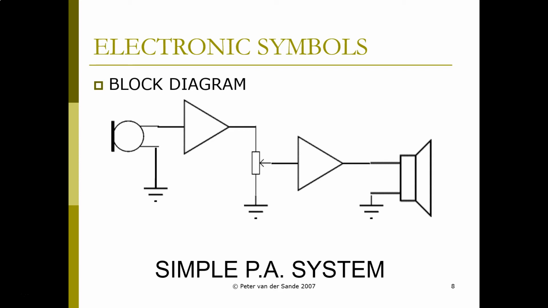And what you notice there is you have to complete the circuit by adding the ground symbols as well. So the microphone is connected to the ground, it passes through the amplifier, then it goes to the volume control, which varies the level from full volume at the top to being grounded at the bottom, which means no volume. Then it passes through the amplifier and finally to the speaker.